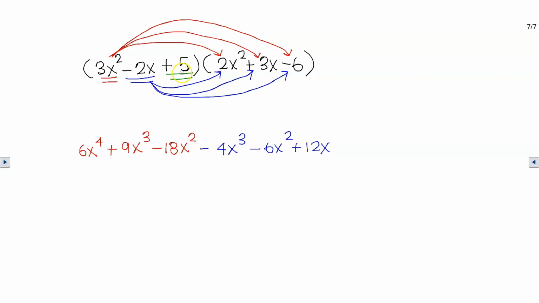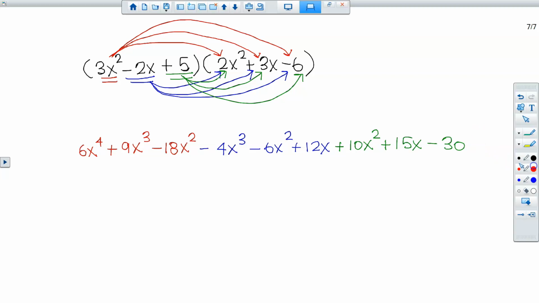So I'll do a positive 5 times 2x squared, which is a positive 10x squared. I'll do a positive 5 times a positive 3x, which will be a positive 15x. And I'll do a positive 5 times a negative 6, which is a negative 30. So notice, I go through this first set of parentheses and I take each term, one at a time, and distribute that term to the entire second polynomial. And I keep doing that until I've distributed all of them.